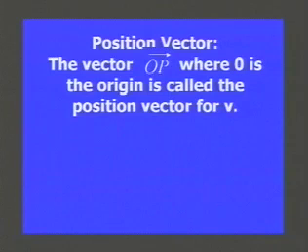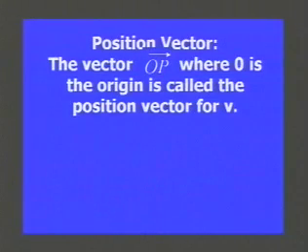Now we need a position vector because we said that a vector can be located anywhere, right? It just has to have the same magnitude and direction to be equal to another vector. So for that reason, I want a standard position for every vector. And that's what the position vector does for you. It gives you a standard position.